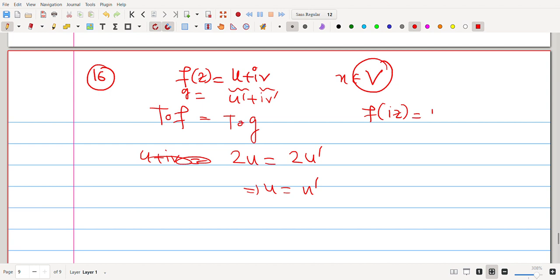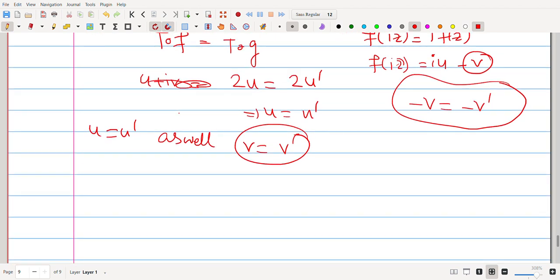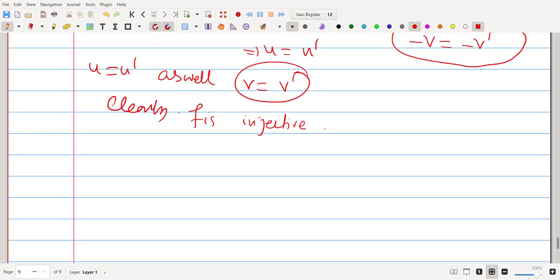Right? Now f is C-linear. That means f(iz) is i times f(z), right? That means f(iz) is iu minus v. So for that particular z, minus v is the same as minus v prime. That means u equal to u prime as well as v has to be equal to v prime. That means f is injective. Clearly f is injective. Now we need to show that this is surjective. So let g from V to R be an R-linear map.